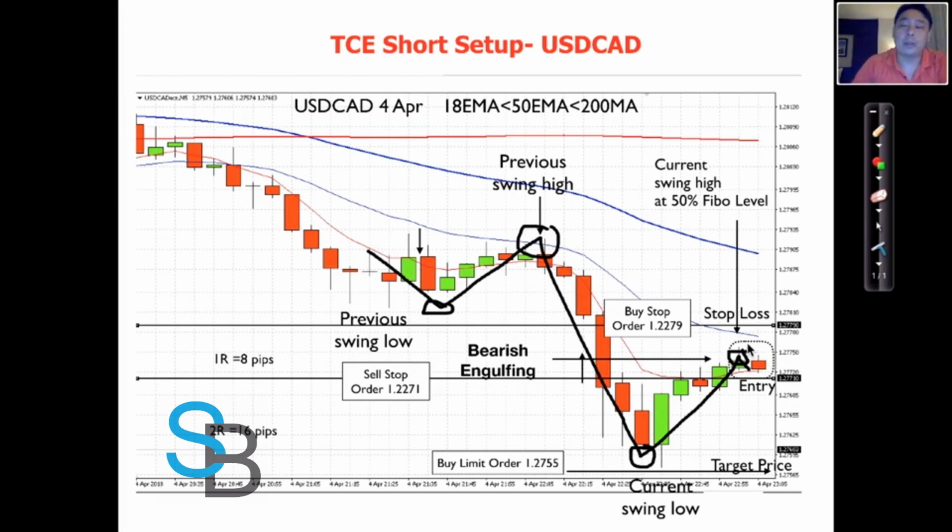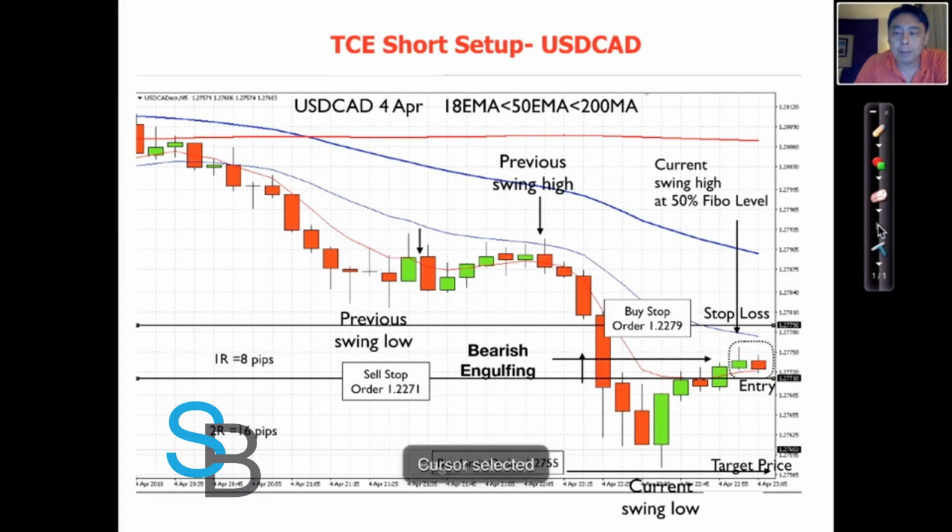And again, right at this point, at the current swing high, we want to see a reliable resistance. Now, in this particular case, notice that it is not at the moving average. It is not at the 80 moving average. It is not at the 50 moving average. So what is the reliable resistance? Well, it is the Fibonacci level.